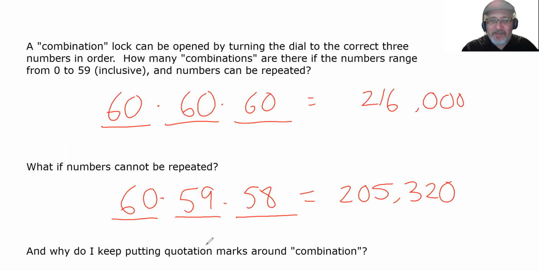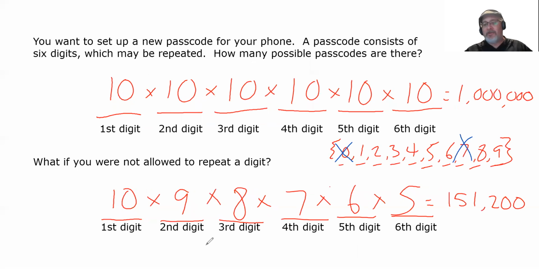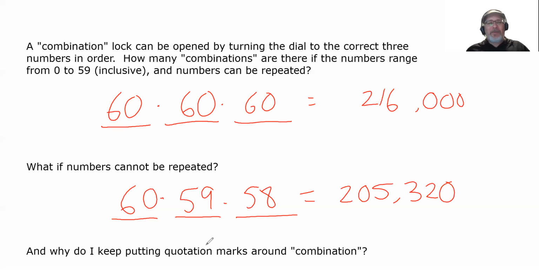205,320. So you can see in this scenario, not allowing repeats didn't lower it by too much in terms of relative size. It only lowered it by 11,000. A little more than 10,000 out of 216,000. In the previous one, it cut it down from 1 million to 150,000 and lost about 850,000. Now, why do I keep putting quotation marks around combination? That's foreshadowing. That's a cliffhanger. Don't worry, when the time is right, I will explain, and we will revisit this scenario.